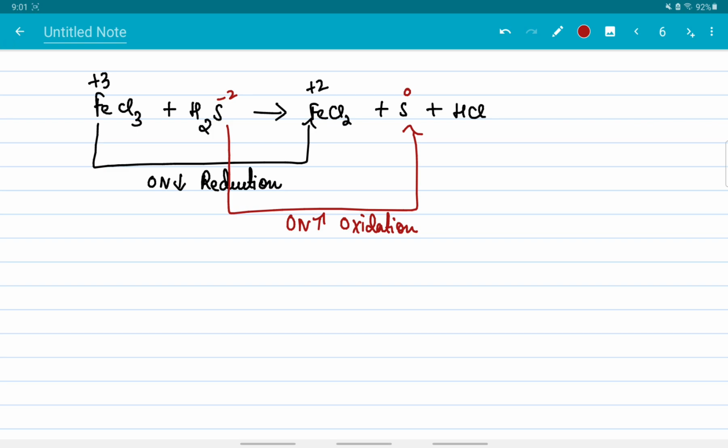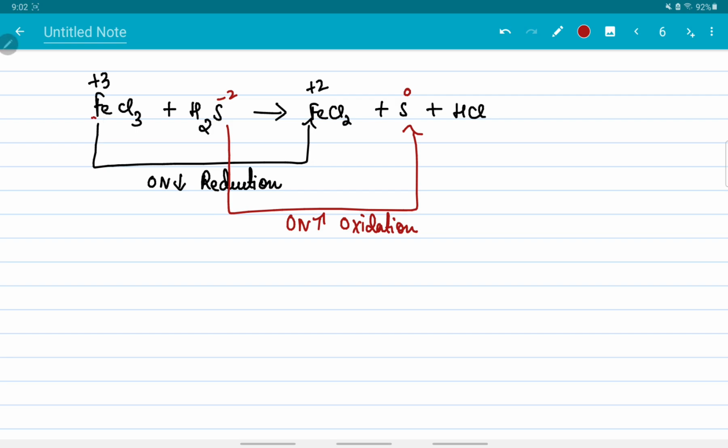That is, we identified those elements which are undergoing oxidation and reduction. In this case, iron, that is Fe, was undergoing reduction, and sulfur is getting oxidized, it is undergoing oxidation. So you don't say that FeCl3 is getting reduced. You say iron in FeCl3 is getting reduced. Now our next step was to balance those atoms that were undergoing oxidation or reduction.